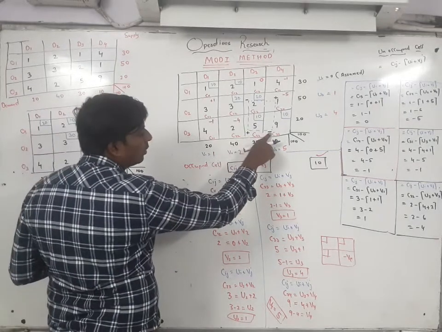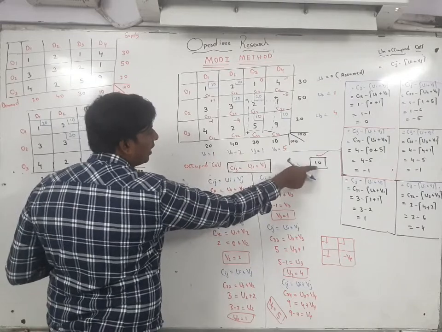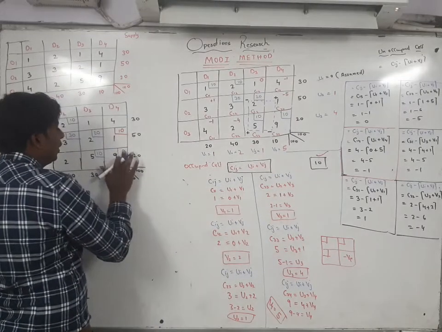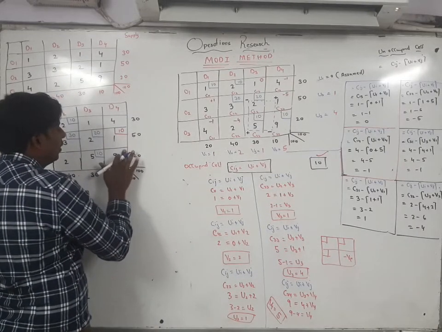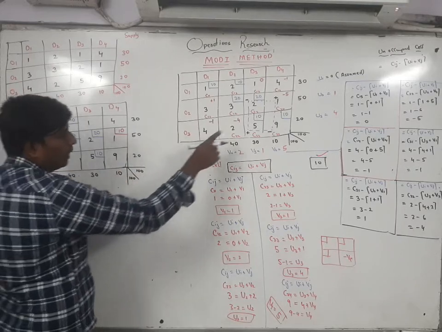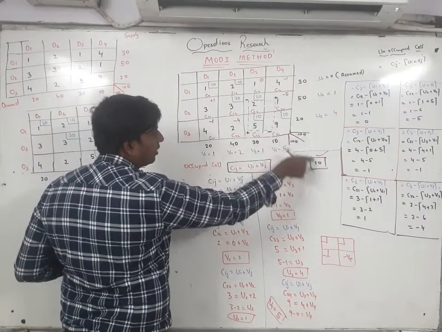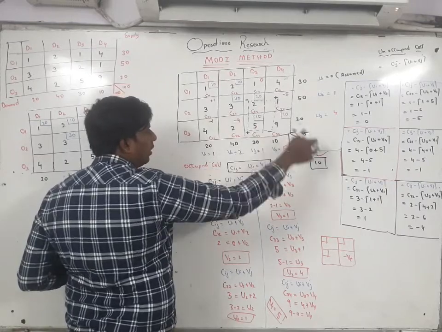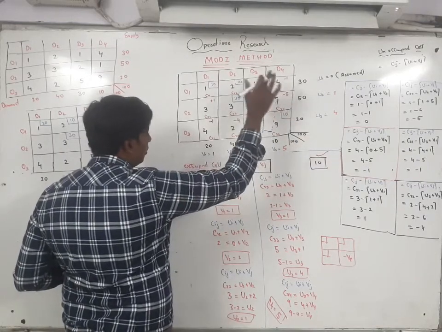What is the sign here? Minus. So here 10 is there. 10 minus 10, 0 will be there. Okay na? Here 10 is there now. 10 minus 10, 0. Here plus is there now. So 10 plus 0, 10 only.